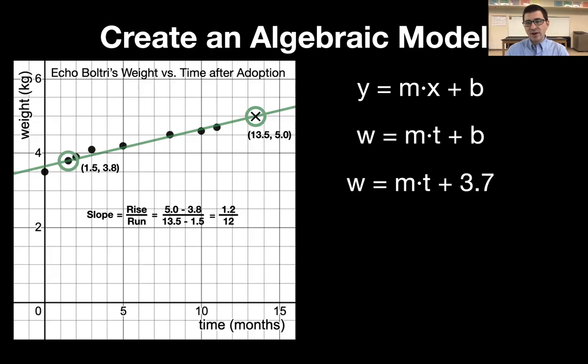So in your math class, you might stop there because that is a fraction. But in this class, it's going to be a lot easier for us to compare values with different groups if we write our slopes as decimals. So I'd ask that you just simplify that all the way down to decimal form, and we get the slope as 0.1. Then we can go back and put that into our equation. And now we have an algebraic model that relates the weight versus time. We know that weight equals 0.1 times the time plus 3.7.